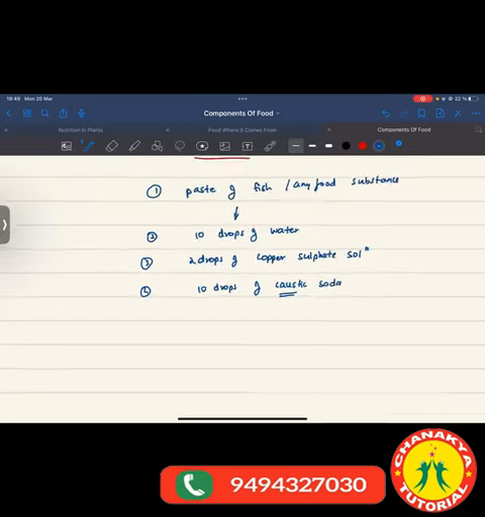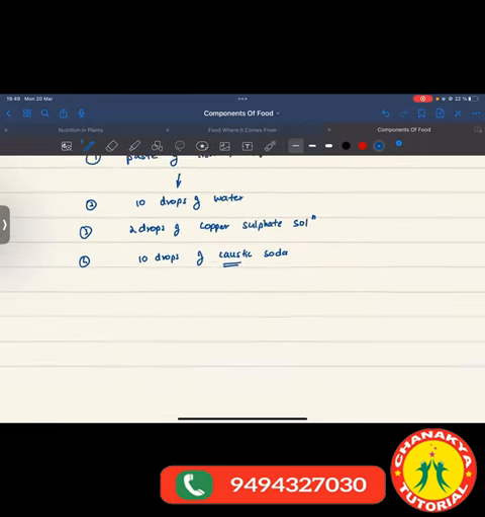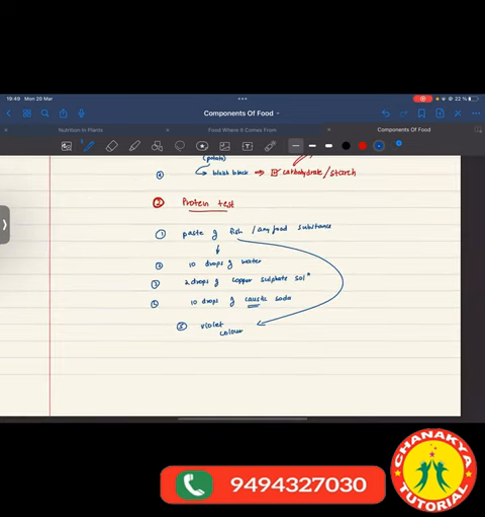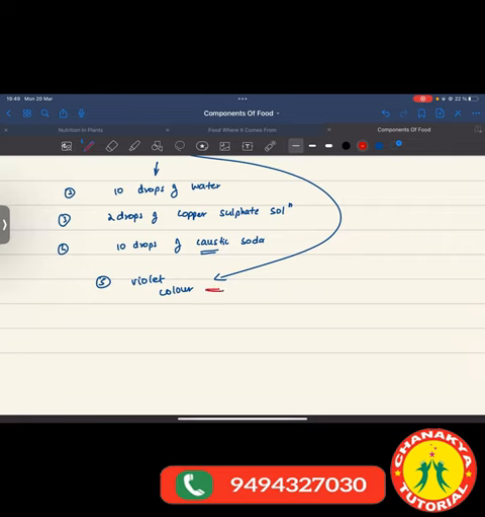And then what happens? This fish paste will then convert into violet color. So here, the violet color shows that there is a presence of protein in the food. If it doesn't turn into violet color, that means there is no protein.